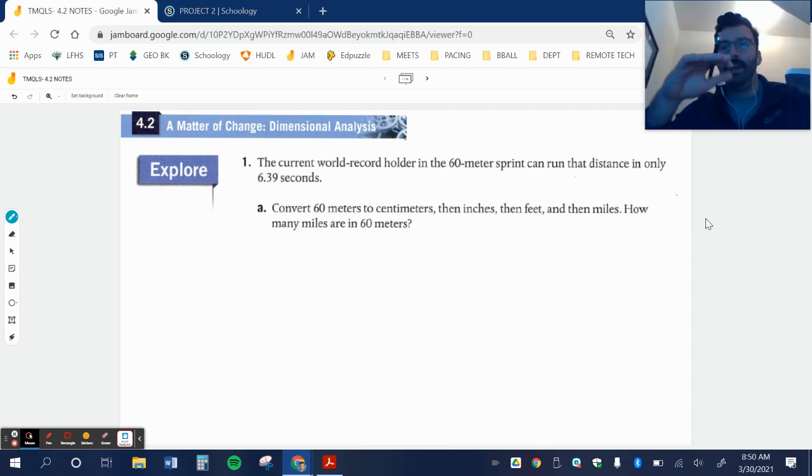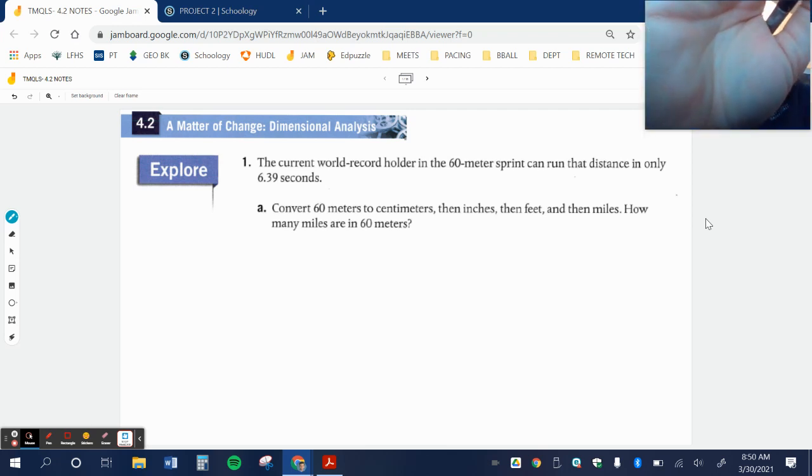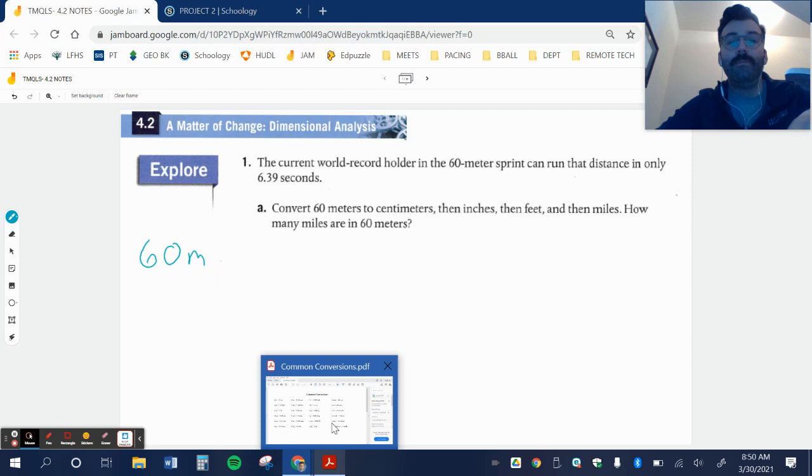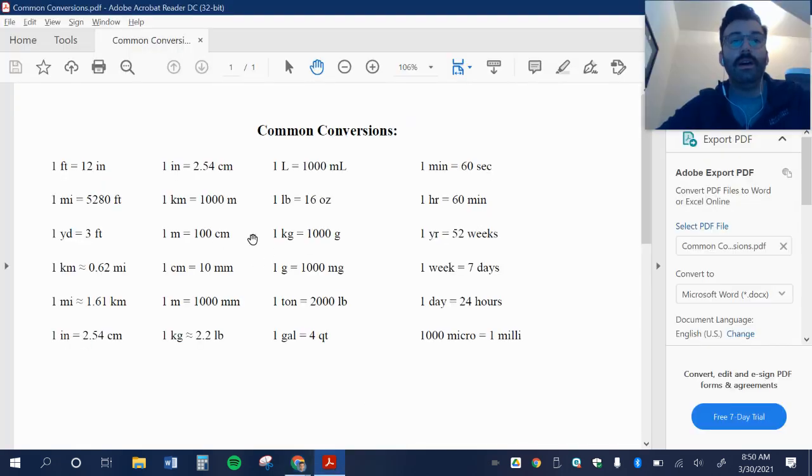So it kind of tells us our steps. We want to convert 60 meters, so I start with 60 meters. What I want to do is convert that, it says, to centimeters. Well, how many centimeters are in 1 meter? In order to figure that out, I would need to look at my conversion sheet. Luckily, I'm going to post this for you. This is a conversion sheet that you're going to be able to use on your actual project. This will be posted in Schoology today. 1 meter equals 100 centimeters.